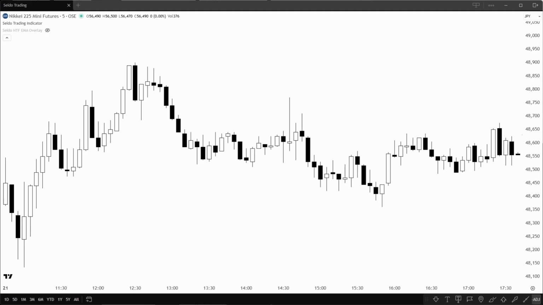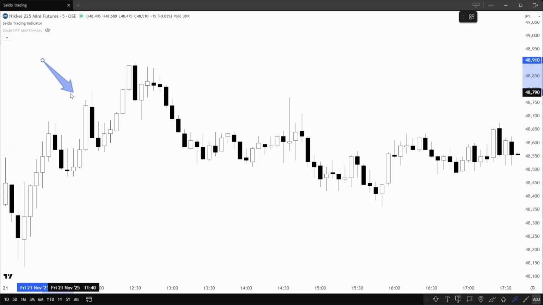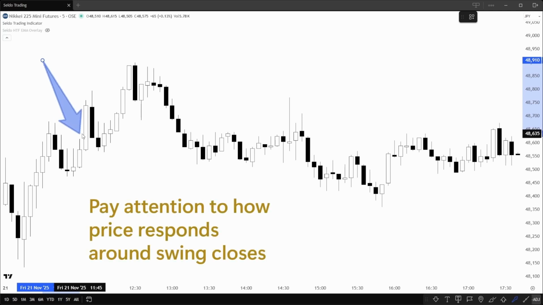This is a 5-minute chart of the Nikkei mini futures. Price traded in a bull trend early in the morning. We set up a high close here. I want you to pay attention to how price responds as we push into that high close. We get an immediate push through.